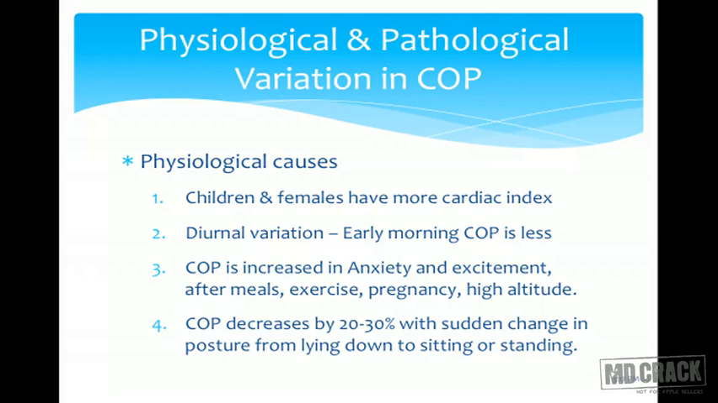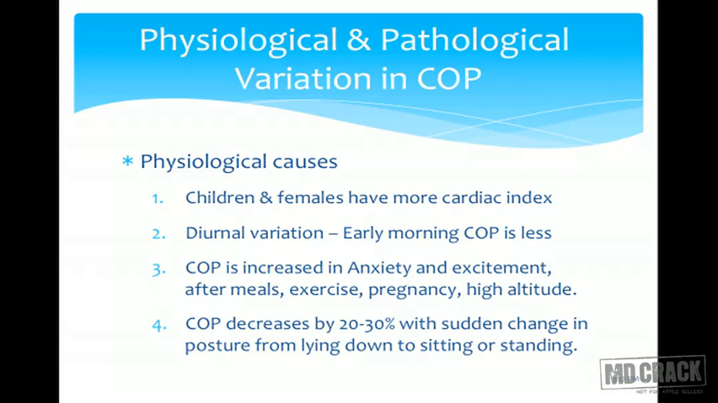Now we will see some of the physiological and pathological conditions in which the cardiac output varies. Physiological causes first. In children and females, there is a higher cardiac index, because of the lesser body surface area. Diurnal variation: in early morning, the cardiac output will be less. Cardiac output will increase in anxiety and in excitement, because of more sympathetic stimulation. It will increase after meals, as more blood supply is given to the GI tract. It will increase in exercise. In pregnancy, it is increased because the blood volume has increased.